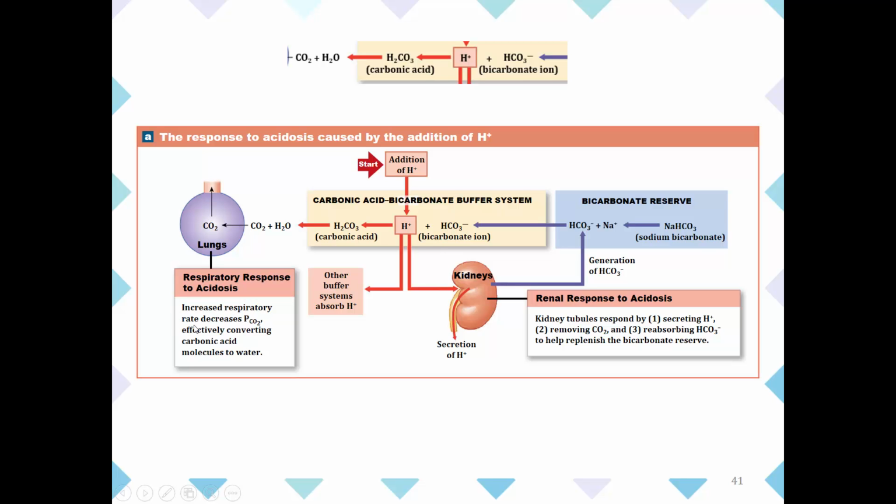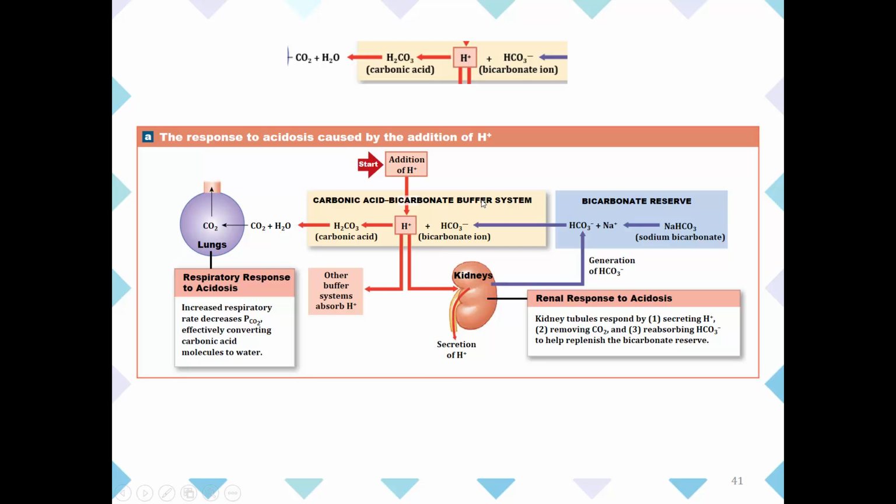Increased respiratory rate can blow off that excess CO2, or we can send that hydrogen either to some buffer systems where they can absorb it and make it not affect the pH so much, or we can dump it at the kidney. Kidney tubules respond by secreting that hydrogen, and it goes down that ureter.